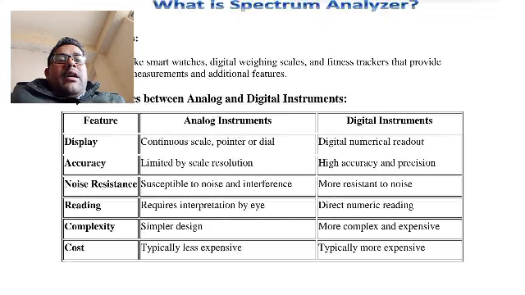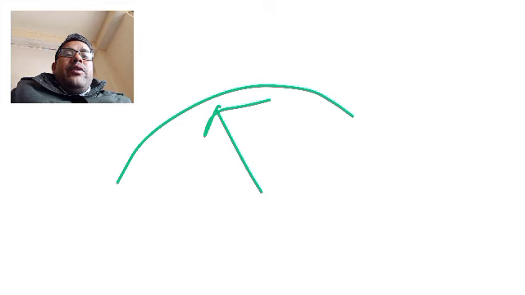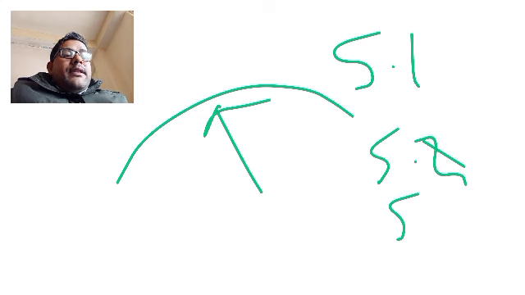How is accuracy limited in an analog instrument? Accuracy is limited by scale resolution, meaning the analog output is given in the form of a reading. So what is the real minimum detectable output that the instrument can respond to? Suppose an instrument is responding 5.1, 5.2, 5.3. For this instrument, it is recording like 5.3.